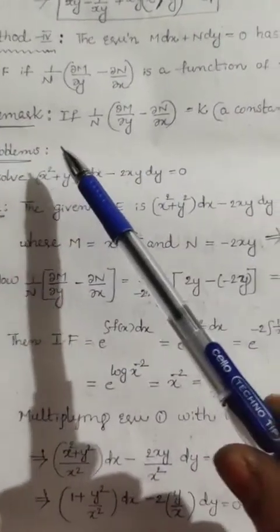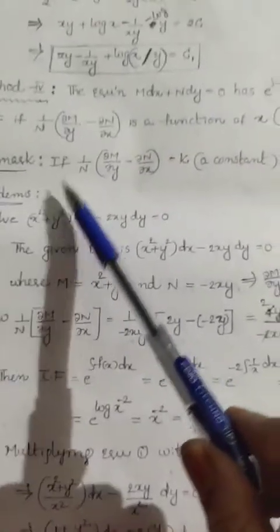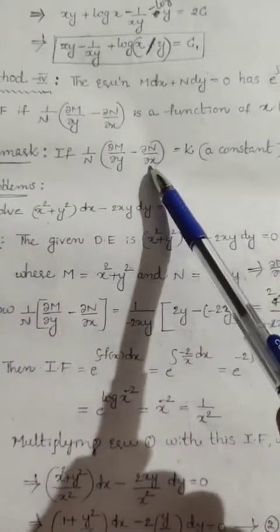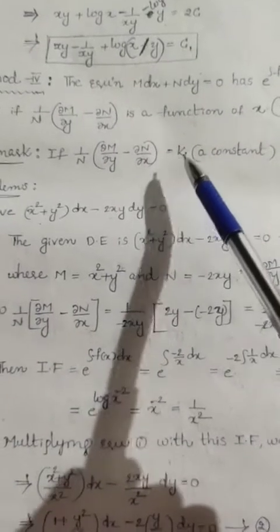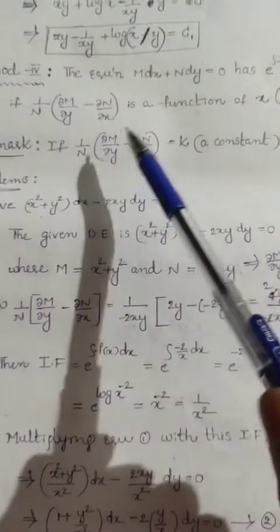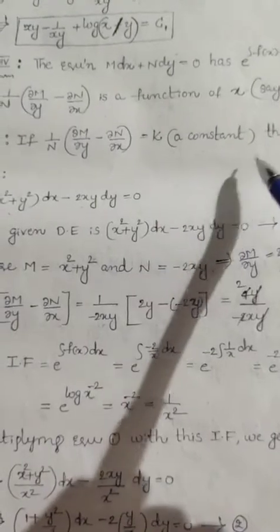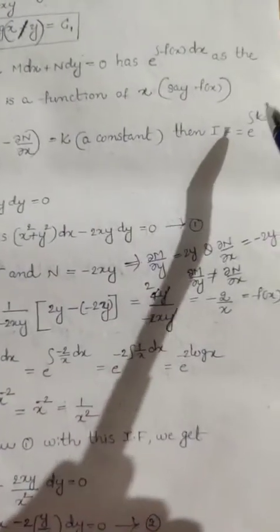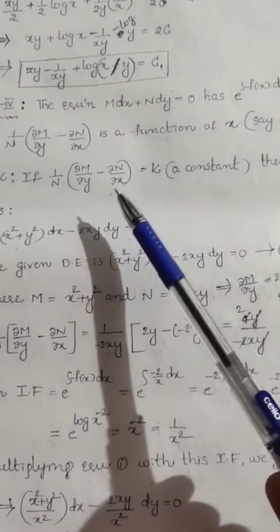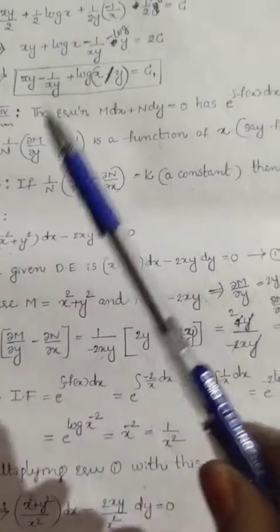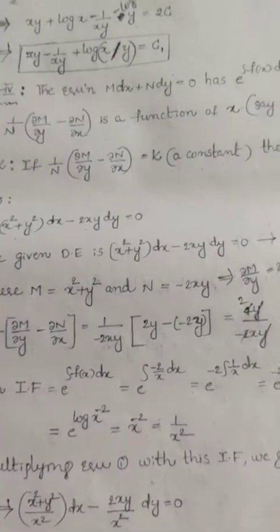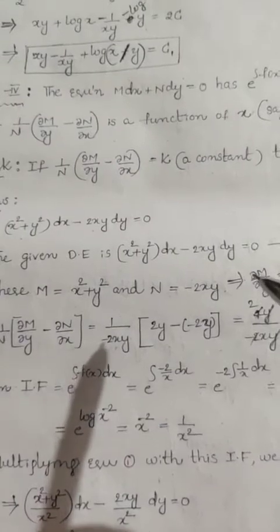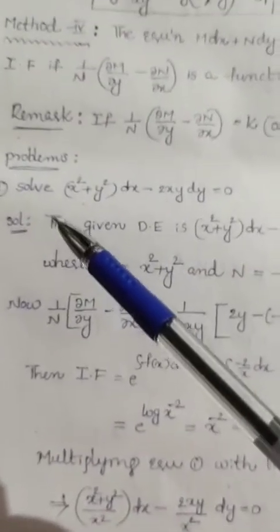One important note is that if 1 by N into (dou M by dou y minus dou N by dou x) equal to k, so if this value becomes constant, then the integrating factor is e power integral of k into dx. This is an important note. Let us see some problems of method 4.